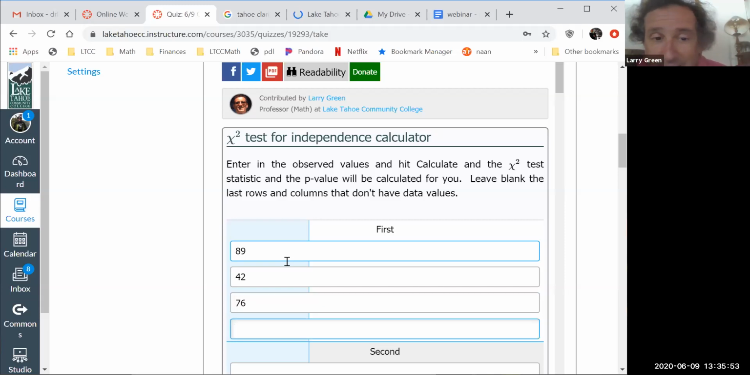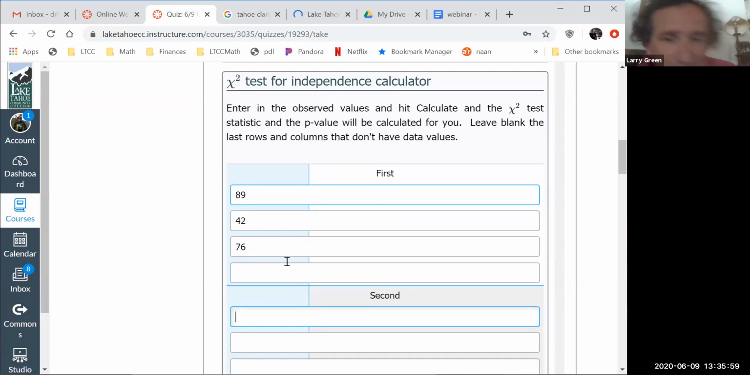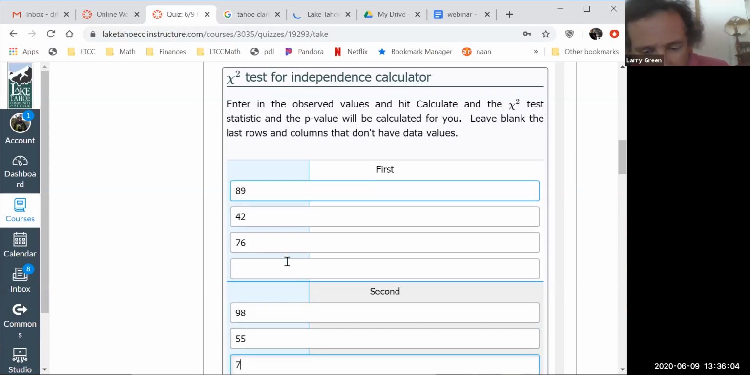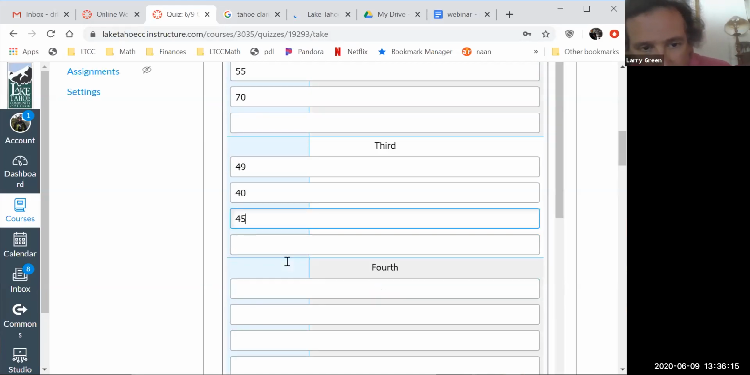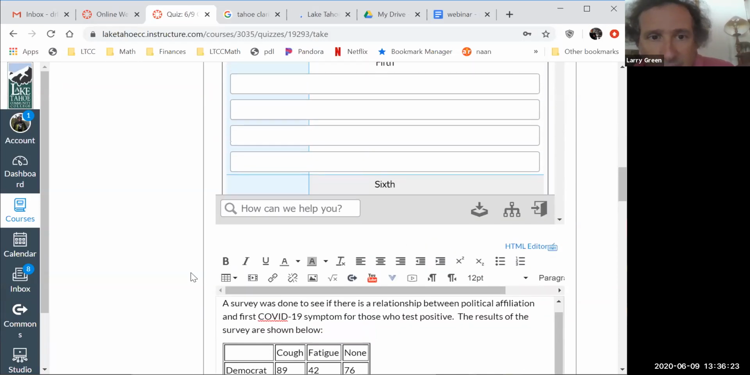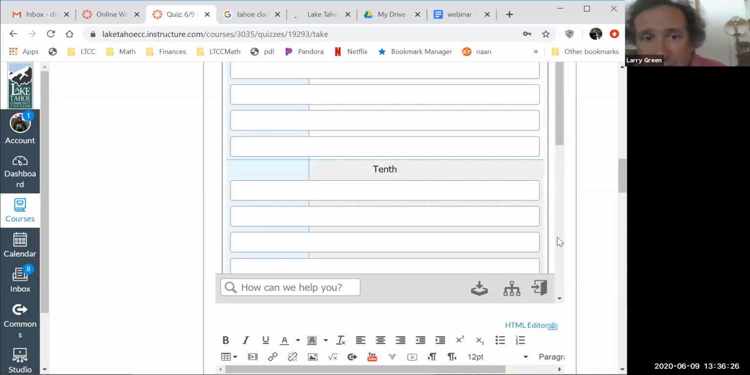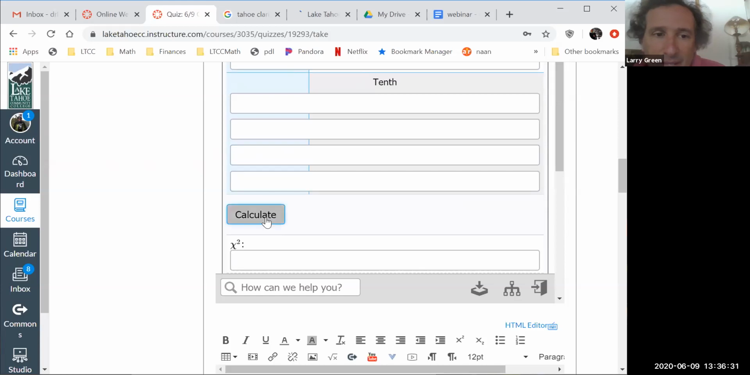And I like to use the tab button because it kind of gets you to the next thing. And then for the seconds, that was the 98, 55, 70. And for thirds, it was 49, 40, 45. And then we're supposed to leave everything else blank. But I do need to scroll down. It goes up to tenths if you want. And hit calculate.